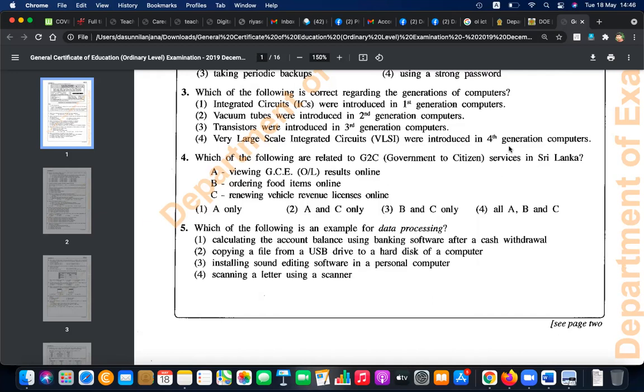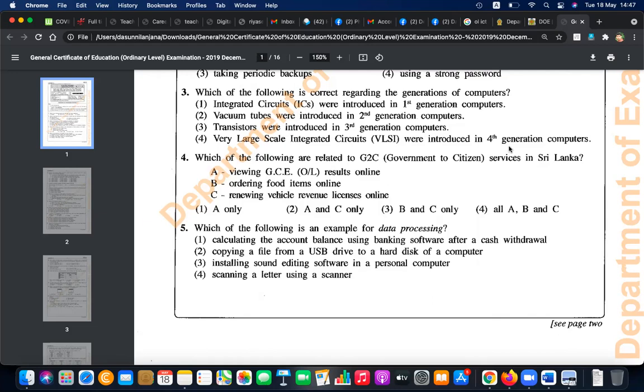For example, first generation: very large computers, high heat generation, a lot of electricity consumption, and they were not movable. Very large computers which were not movable. And one or two examples, that is enough.